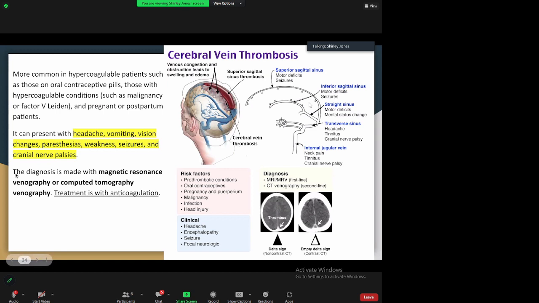So we have to think about this if you don't have any other reason for a pregnant patient's headache. The diagnosis is best made with MRV, magnetic resonance venography, or with CTV if you don't have MRV. The treatment is going to be to anticoagulate them because it's basically a blood clot in their venous sinus in their brain. One important thing to know, though, is that 1/3 of these patients will have intracranial hemorrhage that's so small that you won't see it on the CT scan. So before you start anticoagulating them, you might want to get an MRI of their brain to make sure they don't actually also have a brain bleed.